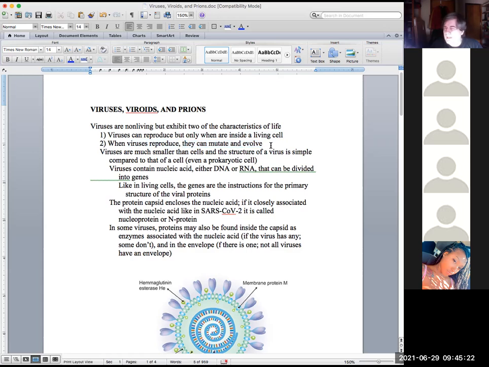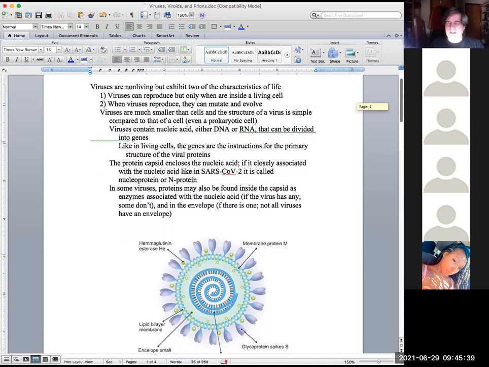But notice, none of these organisms have metabolism. None of them use energy. Some of them don't even have DNA. So they don't have all the characteristics that we think of living organisms as having.